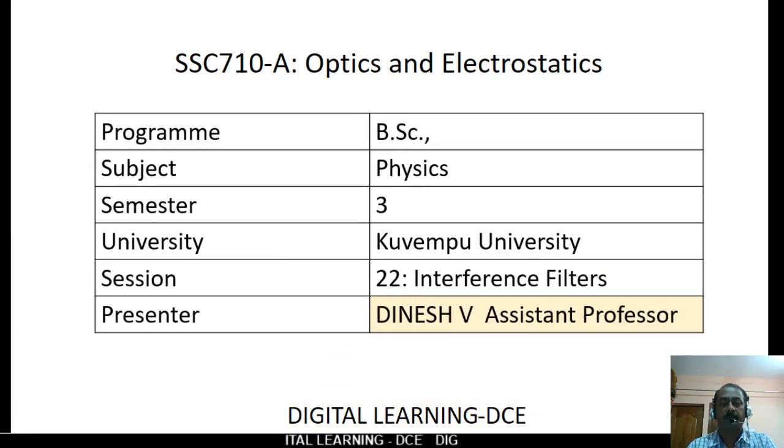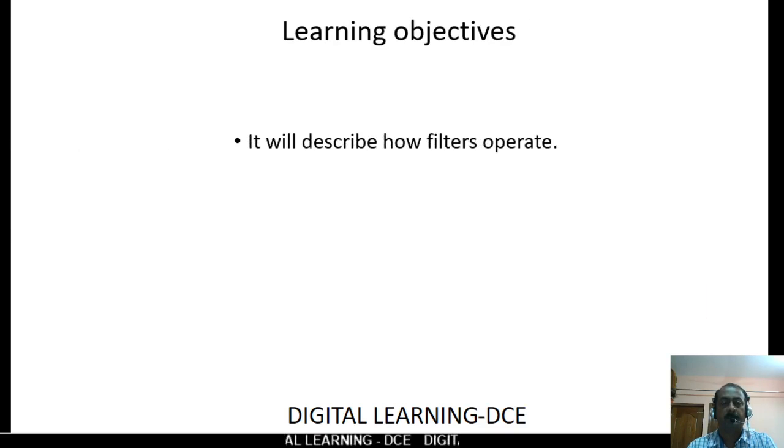Dear students, in this session I am going to explain interference filters. In this session we will describe how the filters operate and when filters should be used. Let us see one by one in detail.